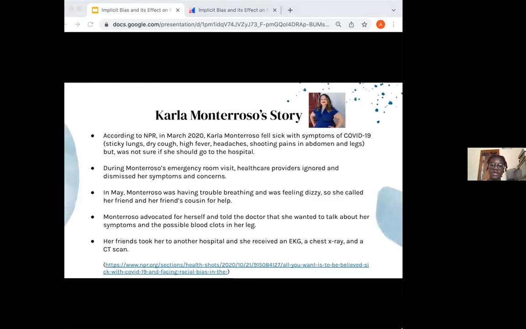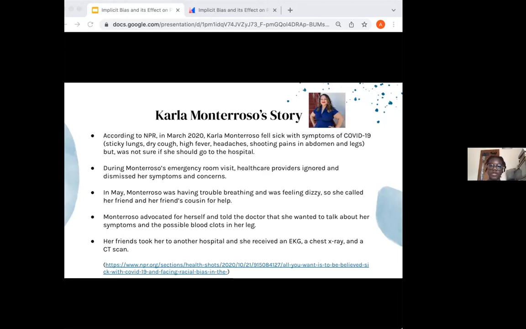So this is an example of a story of a patient of color experiencing bias from her doctors while trying to get treatment for COVID-19. According to NPR, in the middle of March 2020, Carla Monteroso fell sick with the symptoms of COVID-19, but she wasn't sure she should go to the hospital because she said, as a woman of color, she's Latina, she gets questioned a lot about her emotions and the truth of her physical state. And she gets called an exaggerator a lot in prior experiences. So it took 4 friends for her to call 911 and go to the hospital.